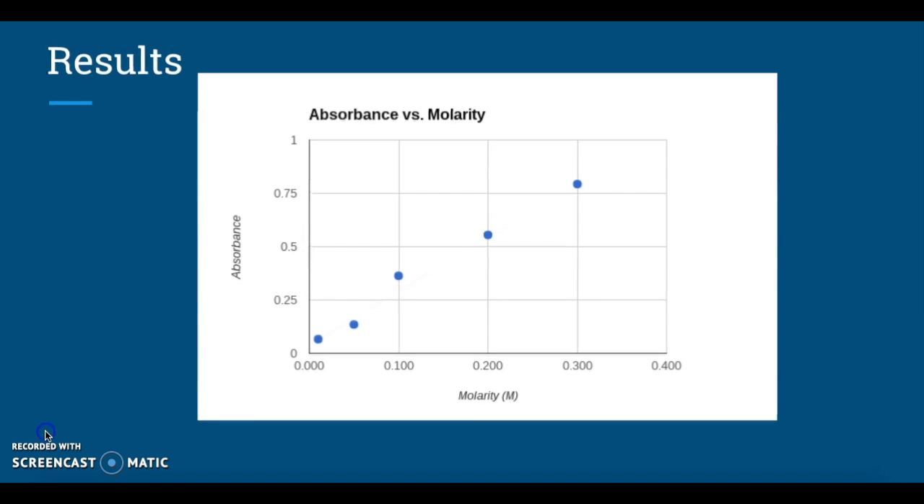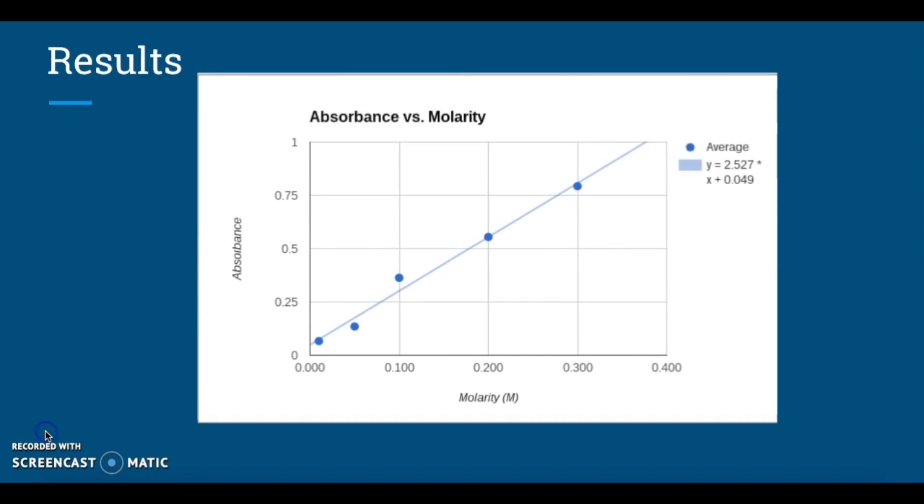From this graph, we created a trend line with the equation y equals 2.527x plus 0.049. In addition to this, we also found the value of R squared. R squared is a statistical measure of how close the data is to the trend line, and is always between 0 and 100%. In general, the higher the R squared, the better the model fits your data. And for our graph, the R squared value we got was 0.984, or 98.4%, meaning the data we recorded almost perfectly matched the trend line.